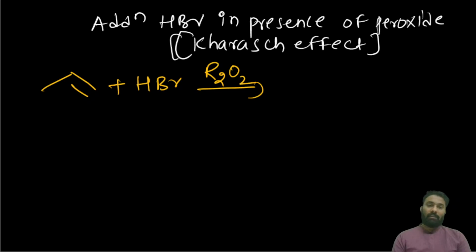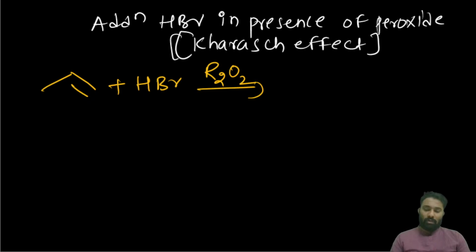You have to be very careful whenever they give the organic peroxide. HCl is not the organic peroxide. H2O2 is not an organic peroxide. If they give HBr in the presence of H2O2, that is not the Kharasch effect or anti-Markovnikov rule. So this is one key point you have to remember. They will make you confused. If they give an alkene and HBr with H2O2, the anti-Markovnikov rule will not be applicable.